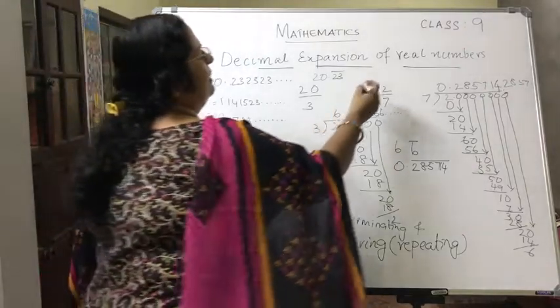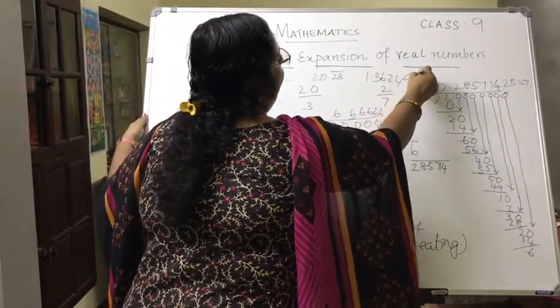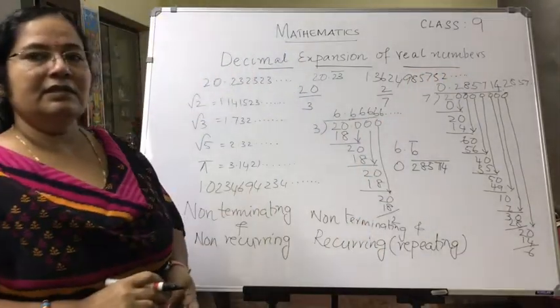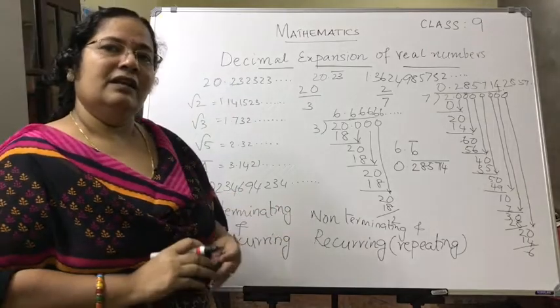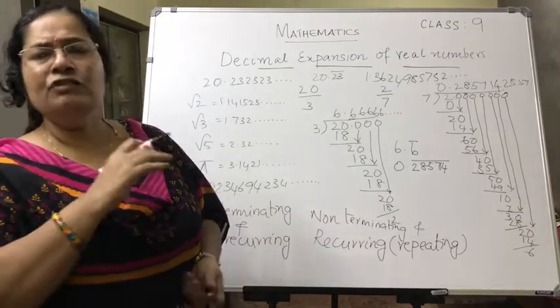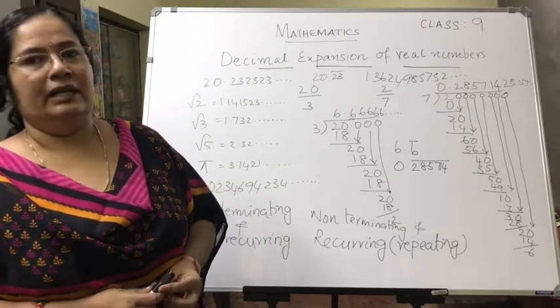Suppose I give an example, say 1.3624985732. What type of expansion is this? This expansion is non-terminating as well as non-recurring. So this would be what type of number? This is an irrational number.